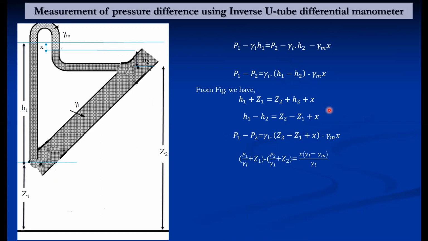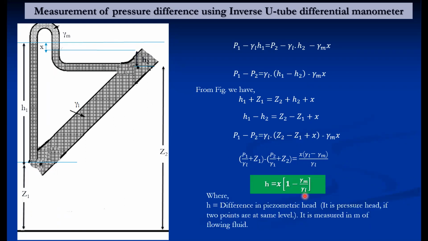Now again, divide both sides by gamma L and rearranging, we get P1 by gamma L plus Z1 minus P2 by gamma L plus Z2 is equal to X into bracket gamma L minus gamma M divided by gamma. On rearranging, this is called the difference in piezometric head, H, which is X into bracket 1 minus gamma L by gamma, or the same expression we can use, that is 1 minus Sm by Sl.